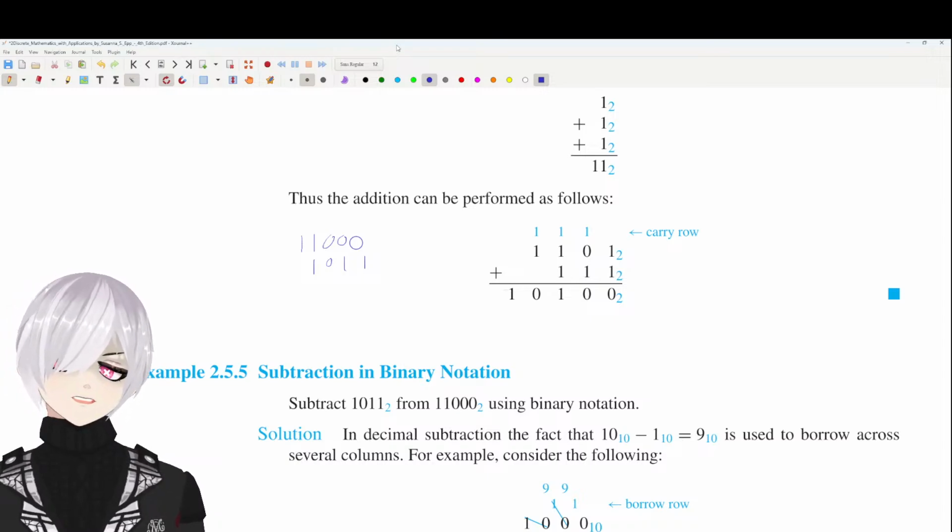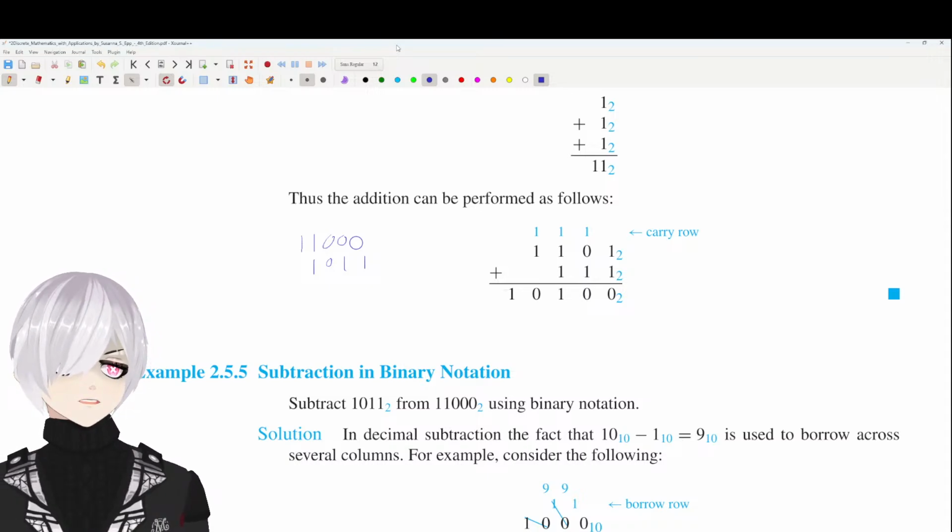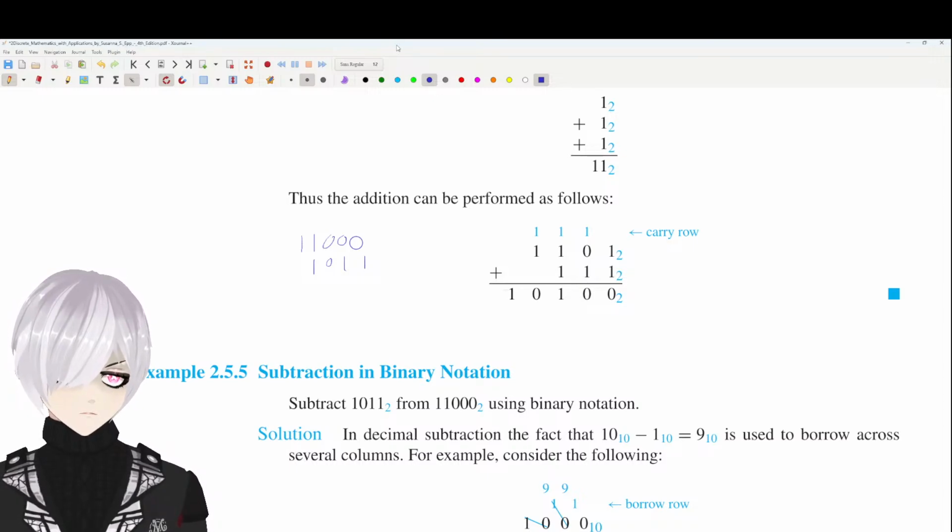So starting at the rightmost column, we've got a 0 minus 1. We can't do that, so we need to borrow from the previous row. But there's nothing to borrow from a 0, so we need to have borrowed from the previous column. But in the third column again, there's nothing to borrow from a 0, so we need to have borrowed from the previous. Oh no, but the previous, yeah, we need to have borrowed from the 1 1 at the beginning.